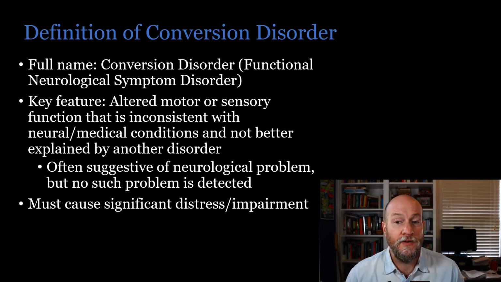This is somebody who is often presenting as if they have a neurological problem, whether it's a head injury, a brain tumor, a stroke, whatever, but no such problem is detected. It has to cause significant distress or impairment in the individual for it to be considered a disorder. But the idea is that the person is manifesting symptoms that are not really better captured. They tend to be neurological symptoms, and there is no evidence to support them. And this can be a variety of things. It can be paralysis, numbness, disability, lack of mobility.